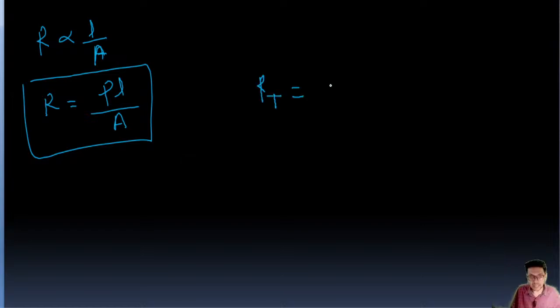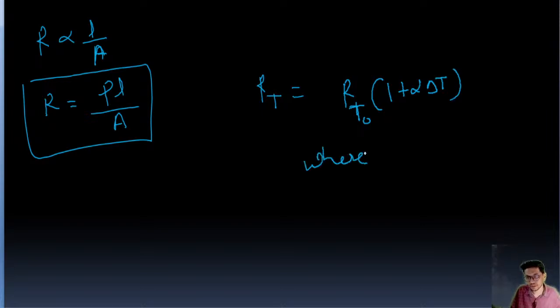And also you need to know this: the resistance at temperature T is equal to the resistance at T equal to 0 Kelvin, times one plus alpha delta T, where delta T is the temperature difference and alpha is the thermal expansion coefficient. These are basic things, guys, basic things of electronics.